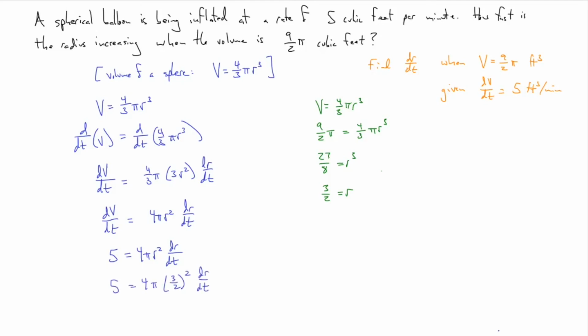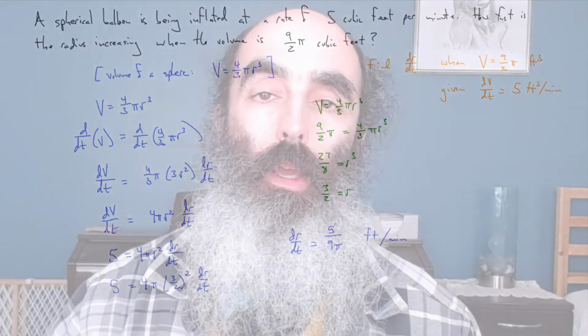We can now plug that back into the work that we were doing before to compute dr/dt. And after you simplify, you get that dr/dt is 5/(9 pi) feet per minute. Okay, that's what related rates are all about.